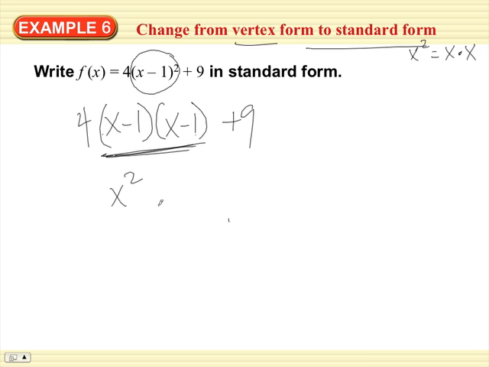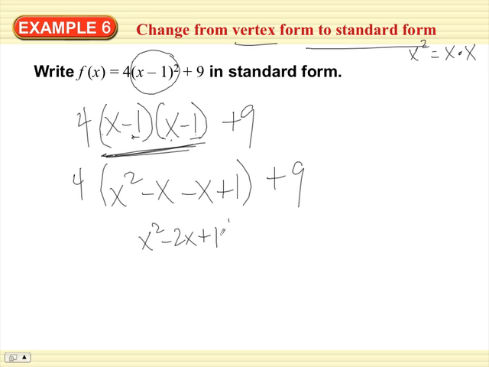X times negative 1, negative x. Same thing here, negative x. Negative 1 times negative 1, plus 1. But that's all times 4. And then plus 9. Clean this up a bit. X squared minus 2x plus 1, times 4 plus 9, and do some distributive property here.